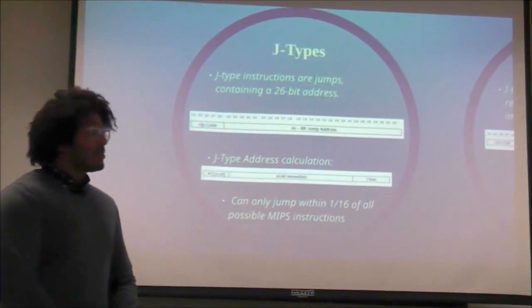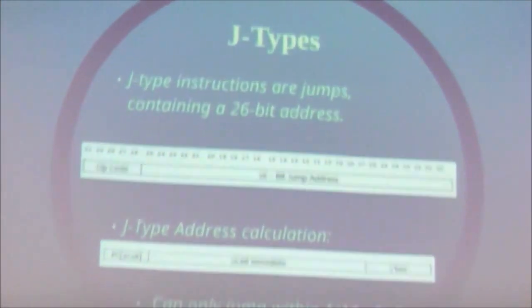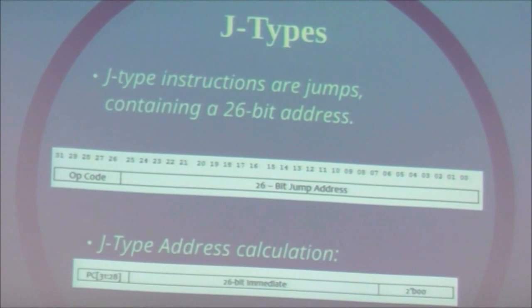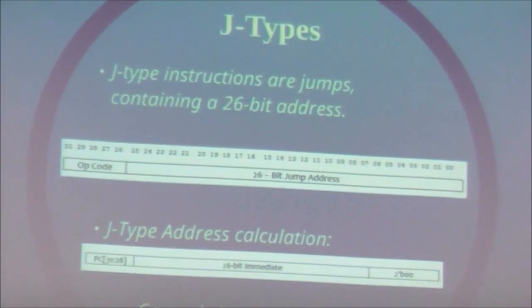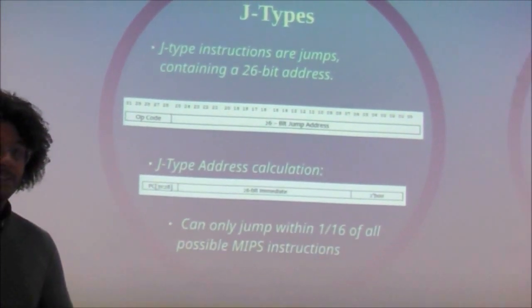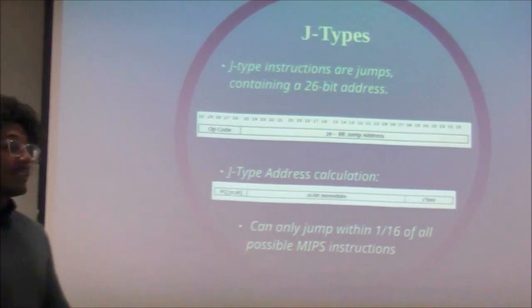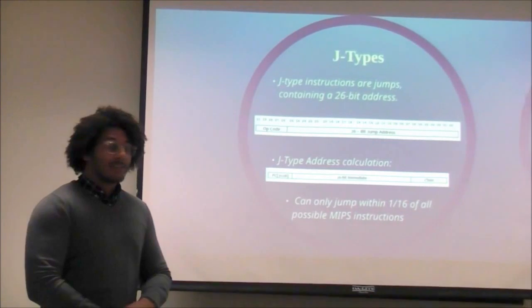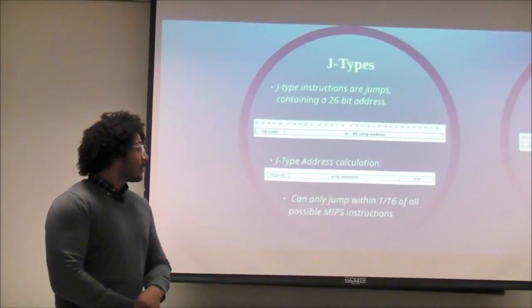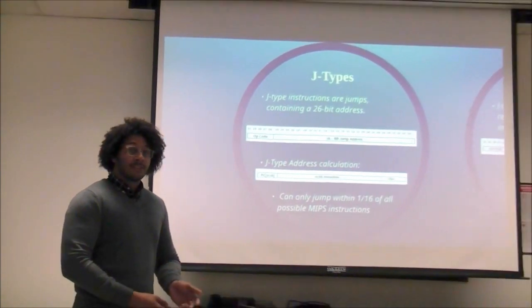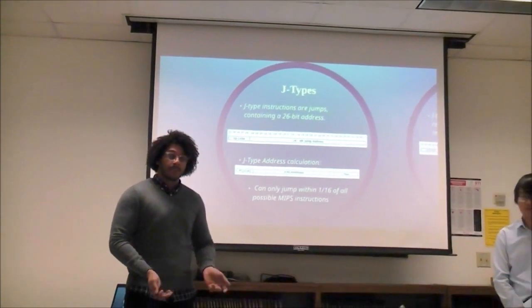Our J-type instruction is not for all of our jumps, it's only for the jump instruction, and it uses the 26-bit immediate value that's stored in the least significant bits, and it concatenates with the most significant 4 bits of the PC, the 26-bit immediate value, as well as tacking on 2 zeros. This allows us to jump to 1/16 of our whole entire instruction memory.